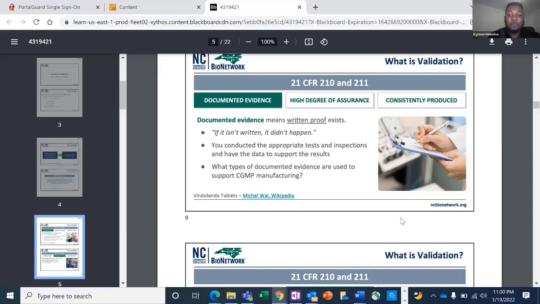So documented evidence, if you're validating, more likely your documented evidence is your protocols. If you're manufacturing, more your documented evidence is your batch records. So it just depends on what you're doing as far as manufacturing. But most validation activities are documented or governed by a protocol. And we'll get into more details on what a protocol consists of in the validation.